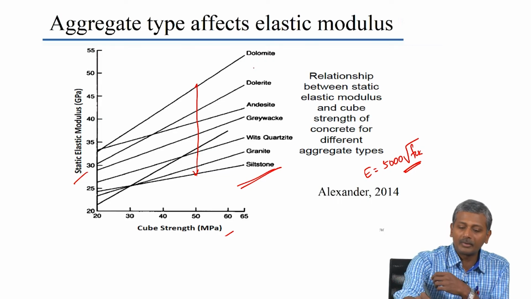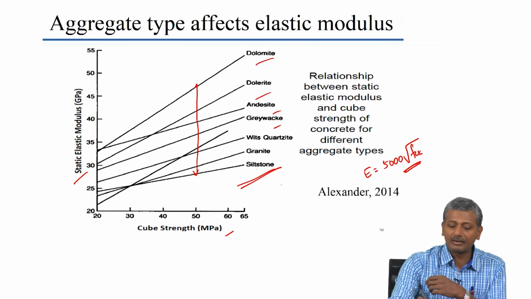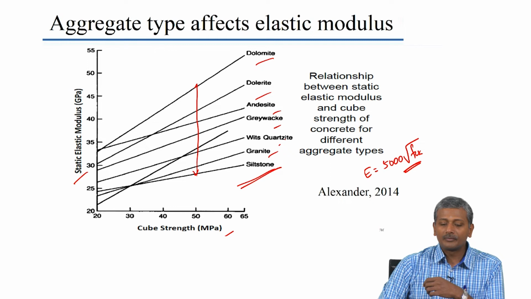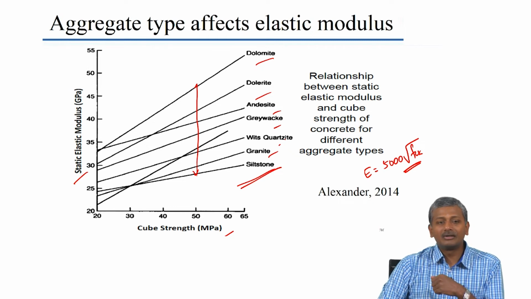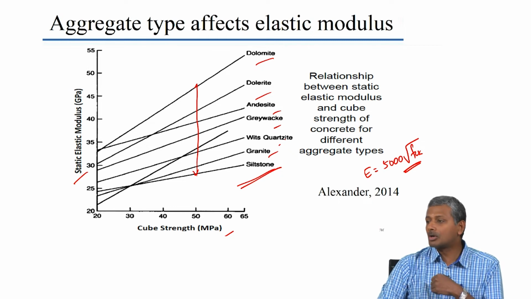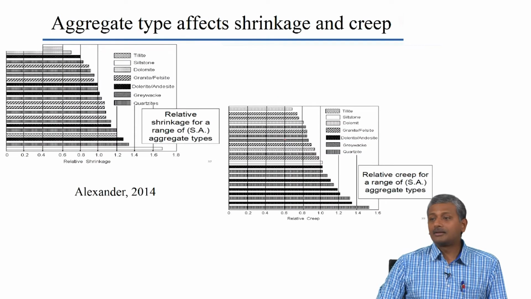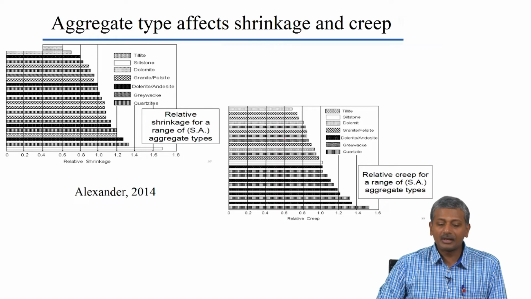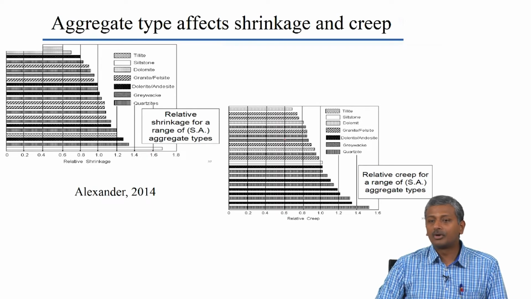For example, dolomite, dolerite, andesite, greywacke, granite. Okay, this will be the decreasing order of the modulus of elasticity with these aggregates. Aggregate type primarily affects dimensional stability, shrinkage and creep. Okay, and these are relative shrinkages of concrete for different aggregate types.